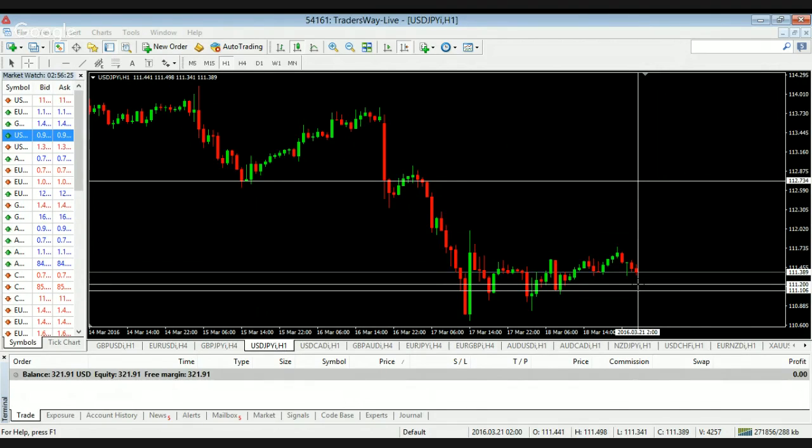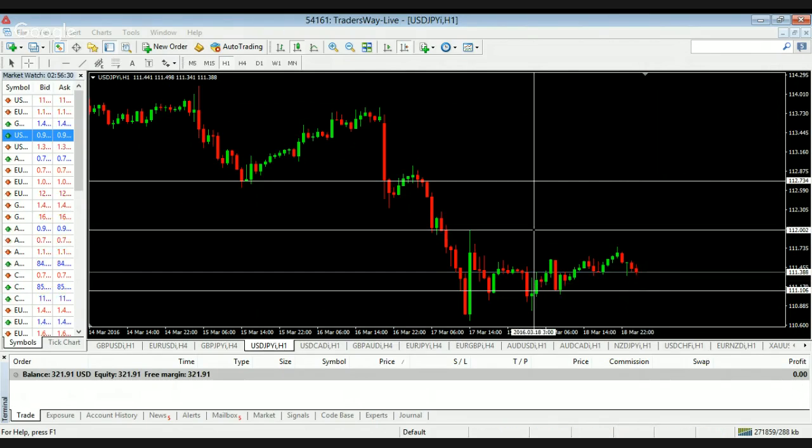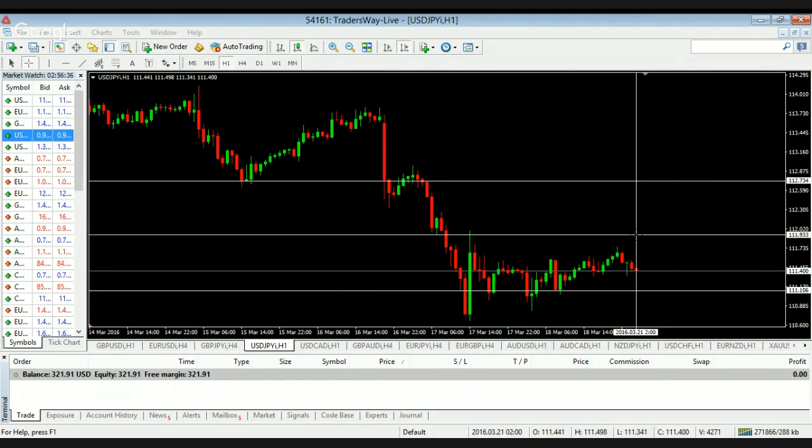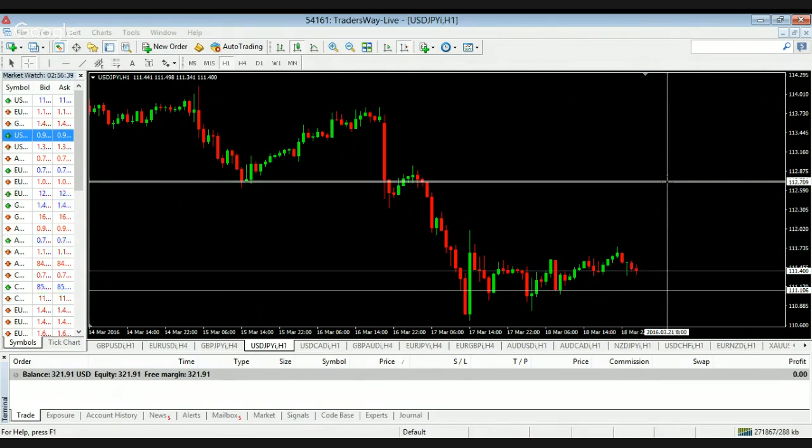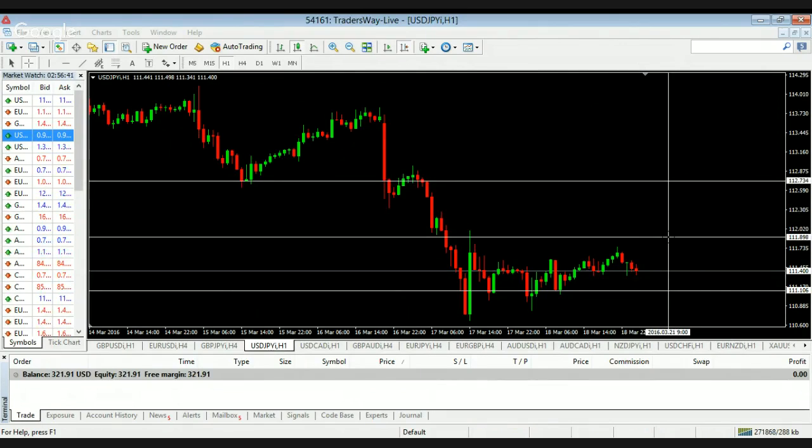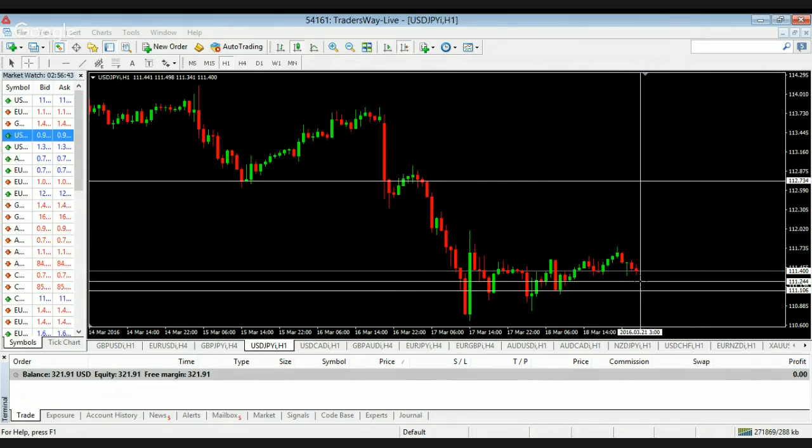Now, a buy stop is when you place the pending order above market price. So if the market price is on an uptrend, it'll pick up that buy stop order and then continue on that uptrend. A sell stop is the exact opposite. Like right now, USD JPY is on a downtrend. So if I place a sell stop right here, it'll pick up that order and then continue going on a downtrend.